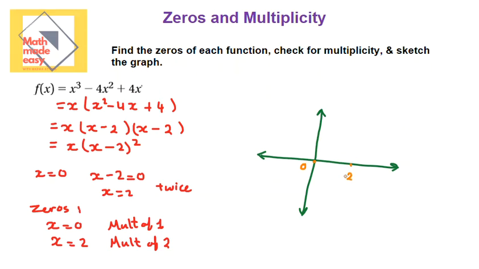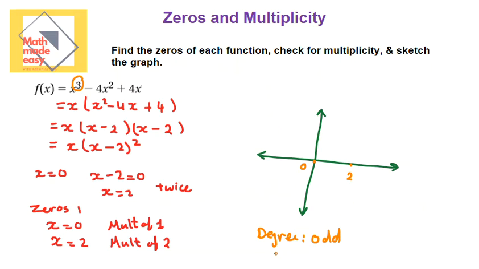Now, after plotting the zeros, I need to look at the end behavior. And how do I find the end behavior of the graph? First thing we need to look at is the degree of the graph. Is it odd or even? Now, the degree here is 3, which is odd. So if it's odd, I know that the end behavior is going to be in two opposite directions. So it either starts down and ends up, or starts up and ends down.